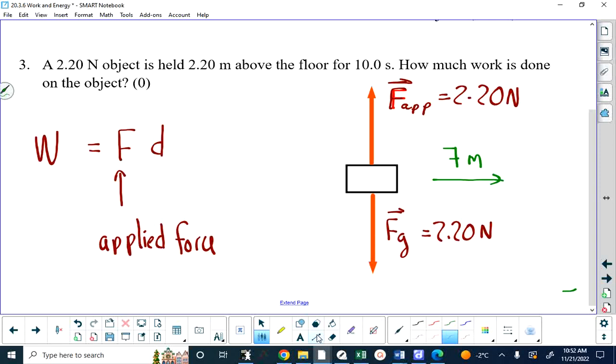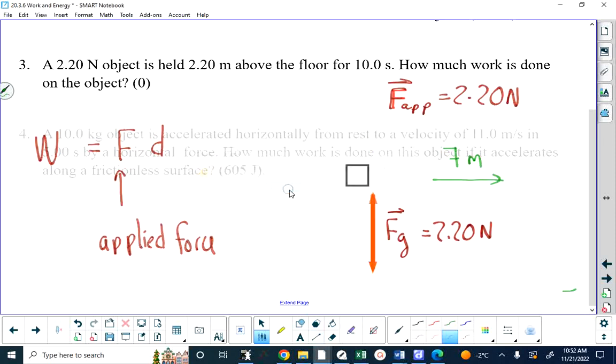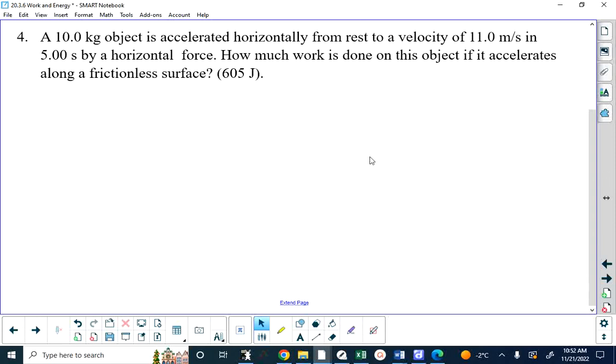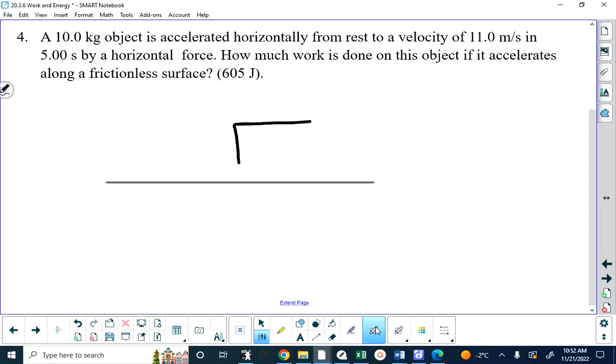Other questions? Go ahead. 4? Okay. Let's take a look at 4. So we have a 10 kilogram object that is accelerated from rest to a velocity of 11 meters per second by some horizontal force. There's no friction. Okay, so if there's no friction, what that means is that the force applied to it to accelerate it is the net force.